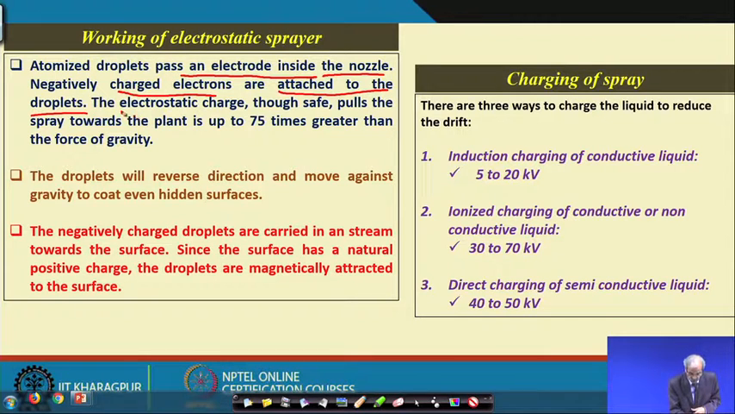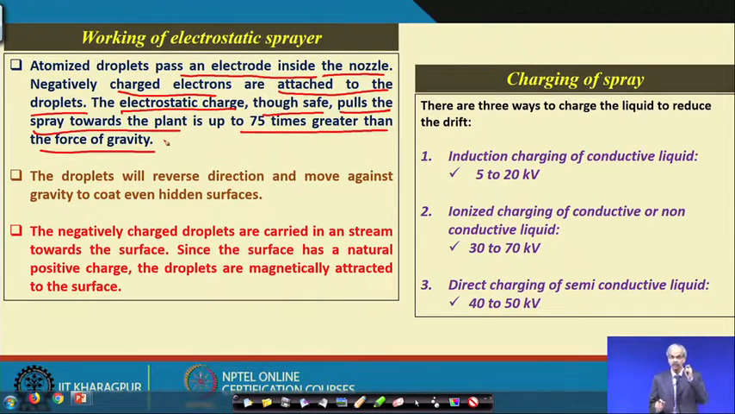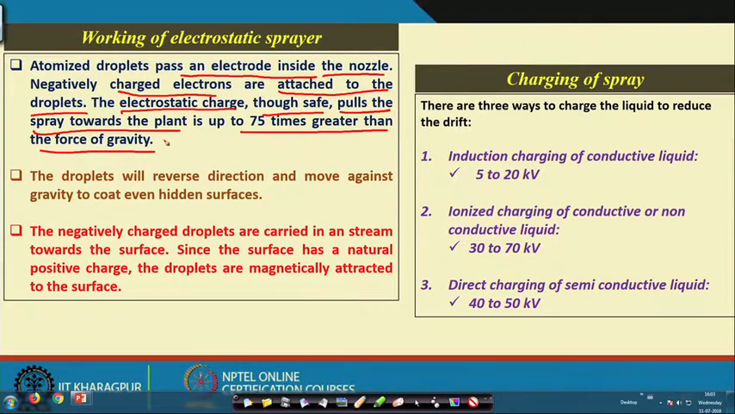The electrostatic charge, though safe, pulls the spray towards the plant with a force 75 times greater than the force of gravity. This is the beauty of it. Otherwise these particles would fall on the ground, but with this electrostatic charging, they will fall onto the targets, and the deposition will be better.